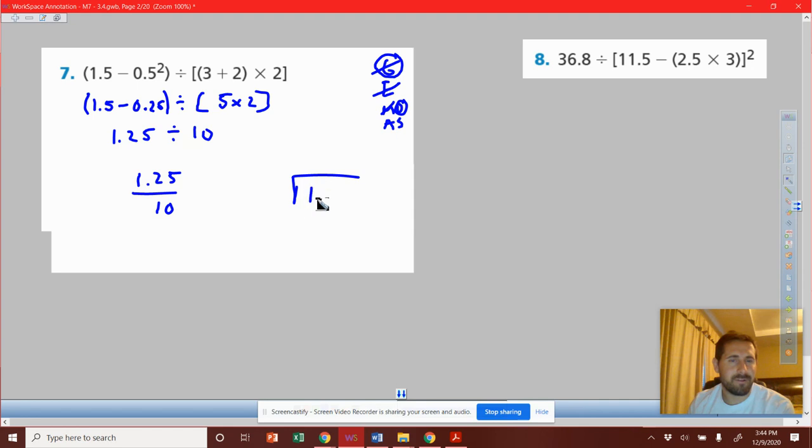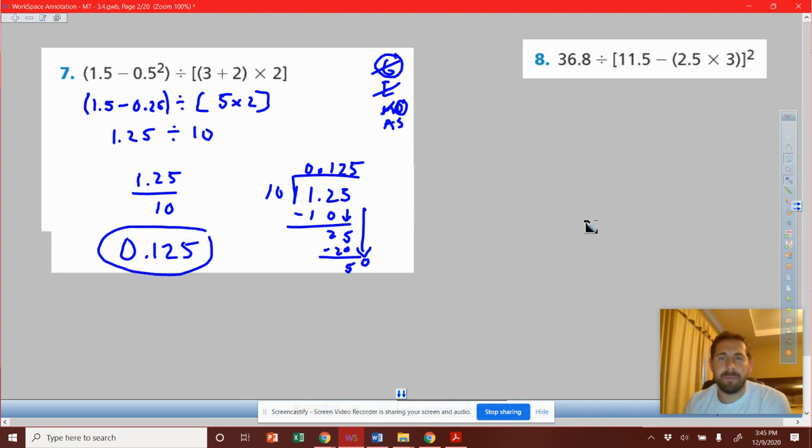Knock that over, do your long division. Put my decimal up here as well. How many 10s go into 1? 0. How many 10s go into 12? 1. Minus that out. We get 2. Bring down the 5. How many 10s go into 25? 2. So we get minus 20, so we get 5. And then we bring down a 0. How many 10s go into 50? 5. So there's our answer to this whole problem. Eventually we get 0.125.